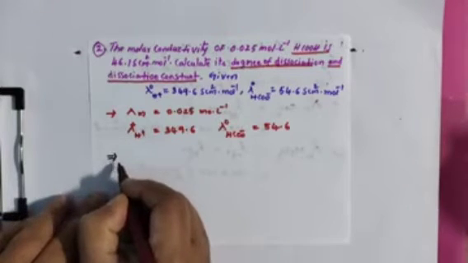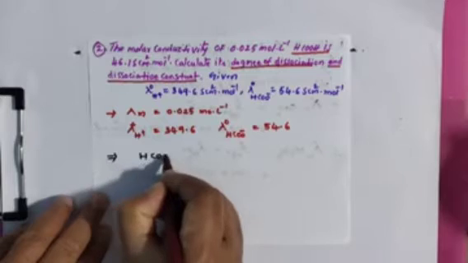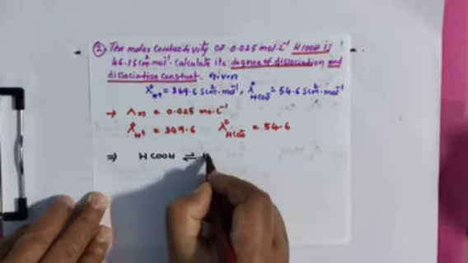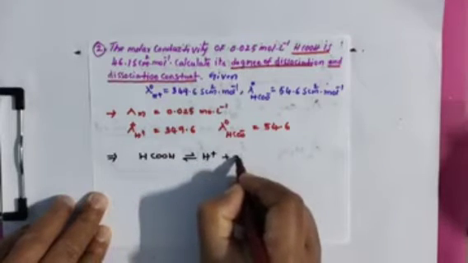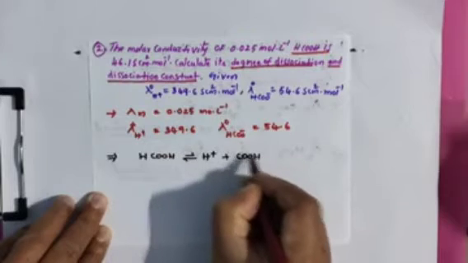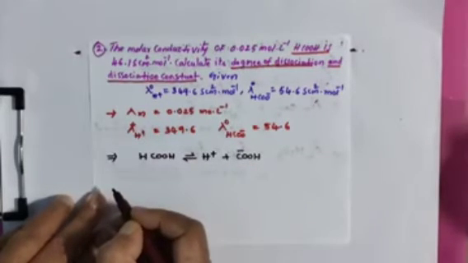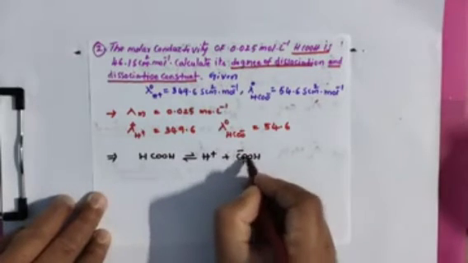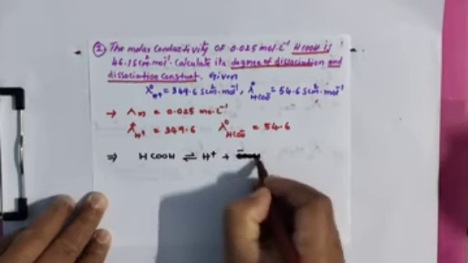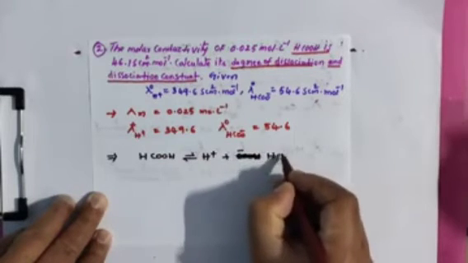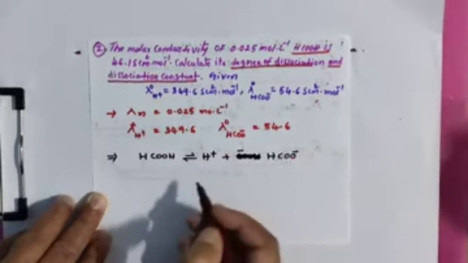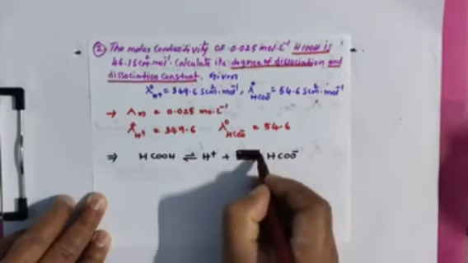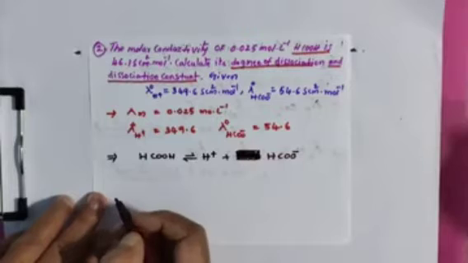Let me go. First we have to write the equation for the dissociation of formic acid. Formic acid dissociation, or methanoic acid we can say, HCOOH gives H plus and HCOO minus. This is the ionic equation for formic acid. Clear?